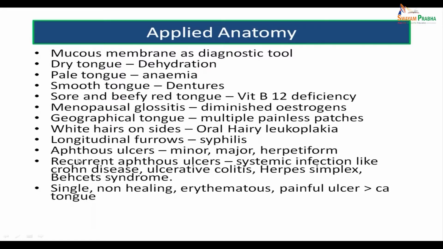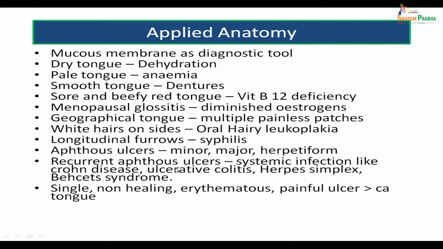Then there are multiple ulcers which occur on the surface of the tongue. These are called aphthous ulcers. Now aphthous ulcers could be minor ulcers, they could be major ulcers, there could be herpetiform ulcers. You will read all about these when you go into clinical terms. Minor ulcers are usually less than 2 millimeters in diameter. Major aphthous ulcers are usually more than a centimeter in diameter, and herpetiform ulcers are multiple small ulcers which coalesce to form a larger ulcer. So that is what is called a herpetiform ulcer.